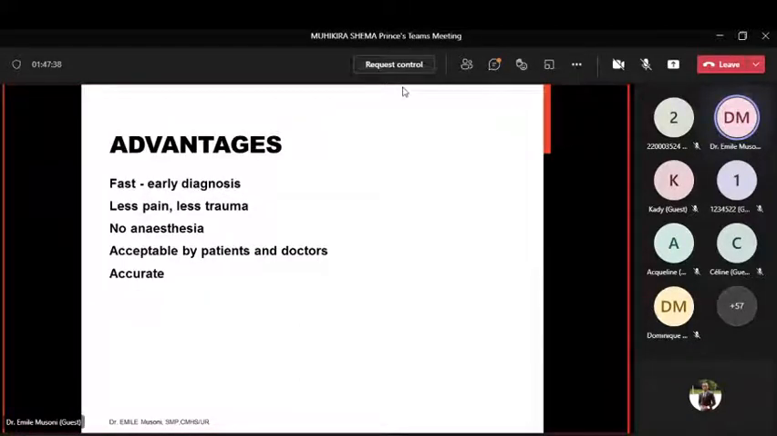The advantage of fine needle aspiration is that it is fast and gives an early diagnosis. I have said for TB, for breast cancer, immediately you see whether it is malignant or benign. Then the patient will return home knowing that even though the tumor is not operated, it is benign. And no anesthesia. It is accepted by patients and doctors, and it is very accurate, fast and inexpensive.